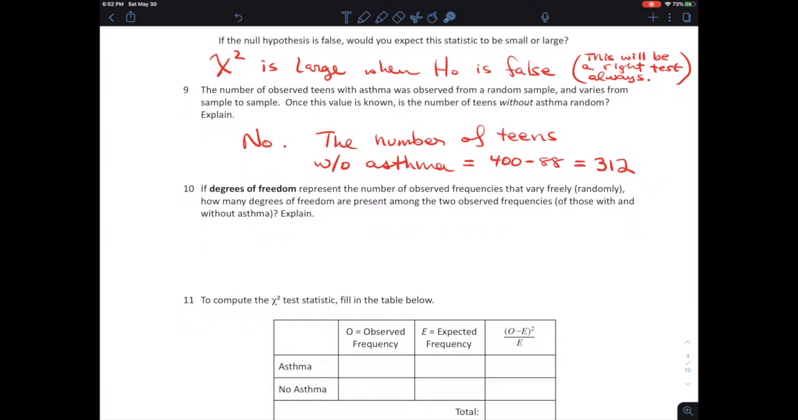Okay, so the question of degrees of freedom is arising because of the fact that we've got a collection of observations, but they're not all random. So it says if degrees of freedom represent the number of observed frequencies that vary freely or randomly, how many degrees of freedom are present among the two observed frequencies? Well, there's only one that's random. DF is 1.